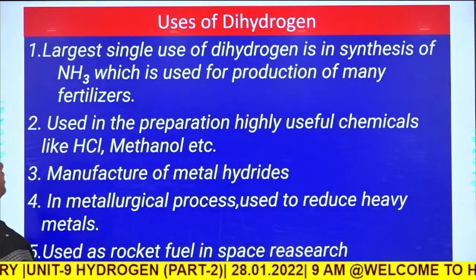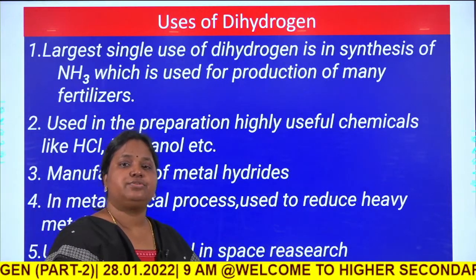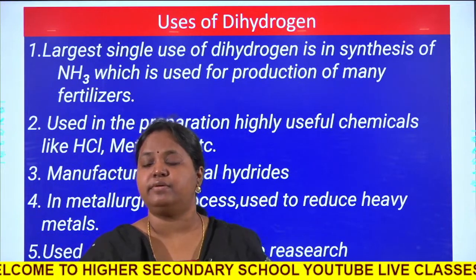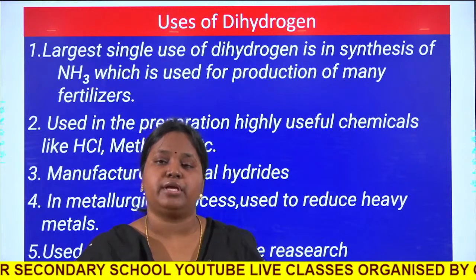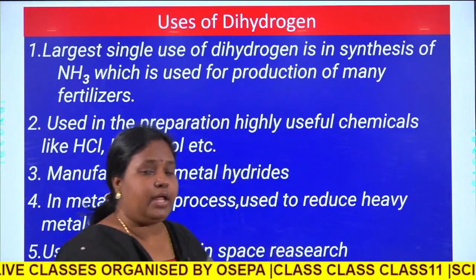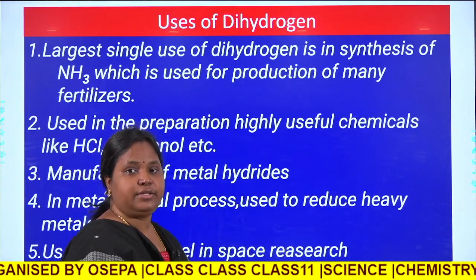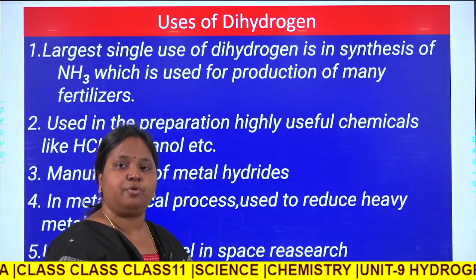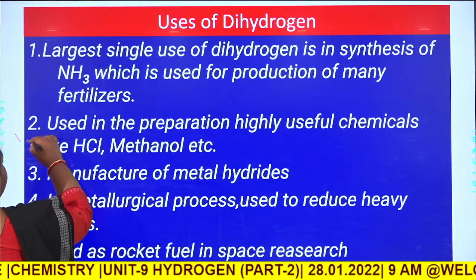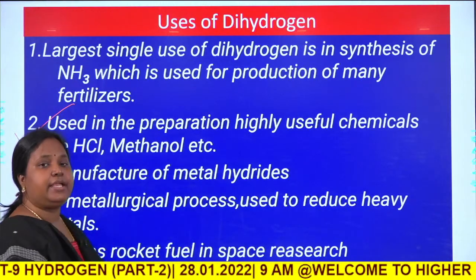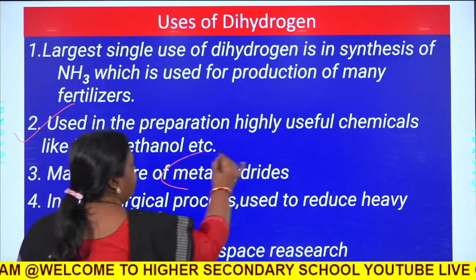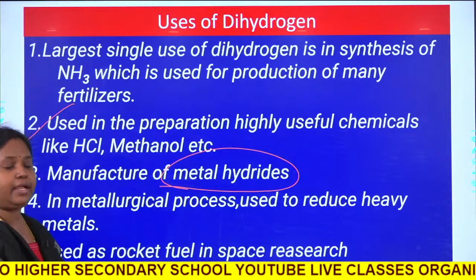So now let's see what are the uses of hydrogen. The first use, the largest use of hydrogen, is the synthesis of ammonia. Ammonia is so important because it is used as a fertilizer in the agriculture field; the maximum fertilizer is derived from ammonia. Second, it is used in the preparation of highly important chemicals like methanol and hydrochloric acid. Third is the manufacture of metal hydrides. We are going to discuss these metal hydrides.